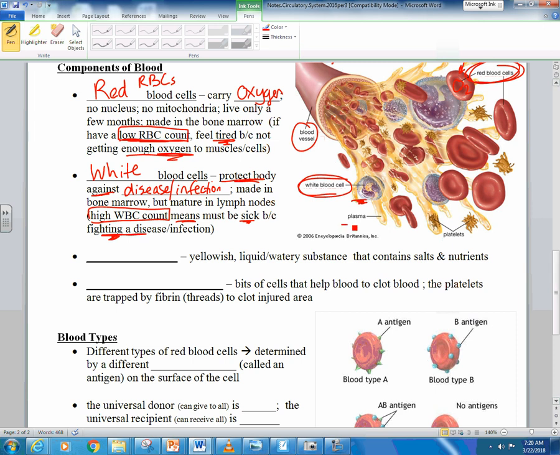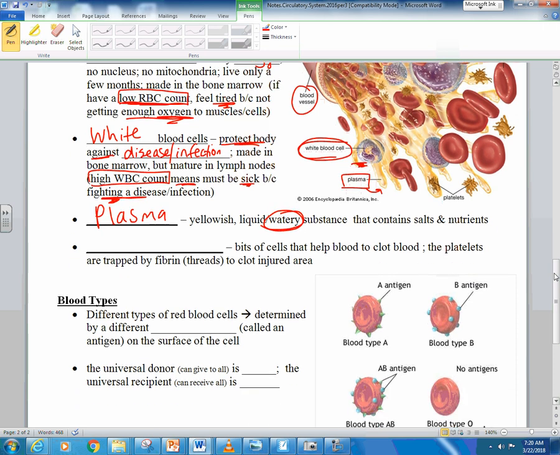The next one listed, this is called plasma. You can see it's that yellow liquid or watery substance. Plasma is like that water that all these materials are floating in. You probably have seen plasma before. When a scab starts to heal, it kind of has a little bit of this yellow oozy stuff that comes out. So that's the plasma, that's the liquid.